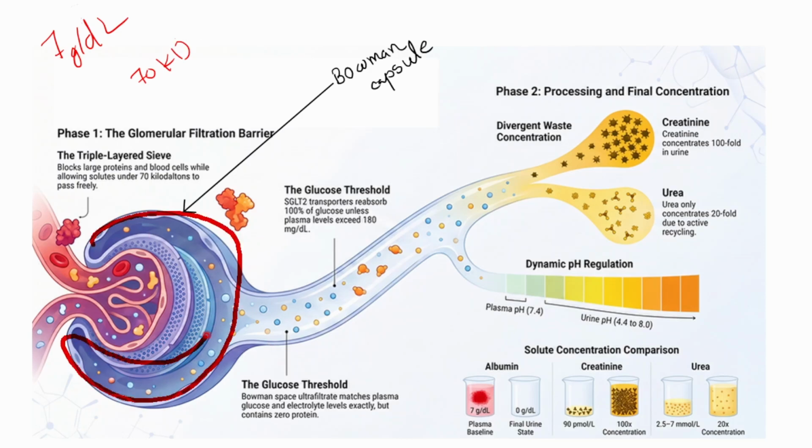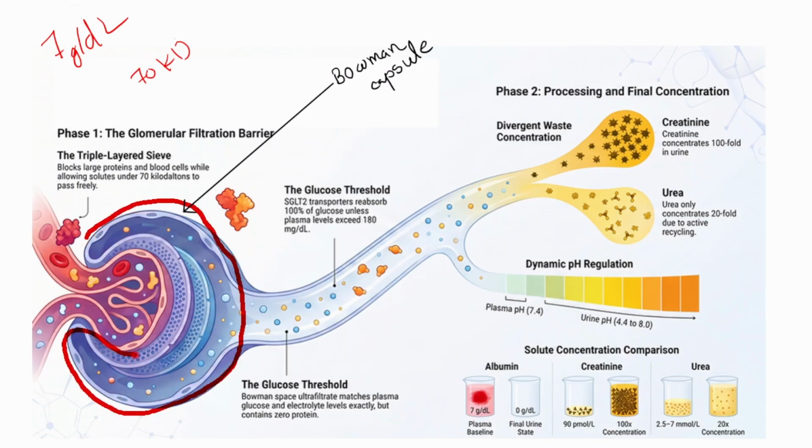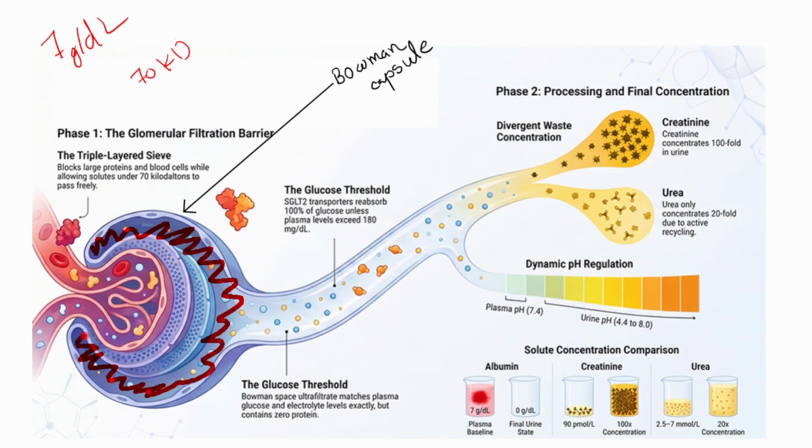This is the Bowman space, or sometimes called Bowman capsule. To be more precise, this whole structure is the Bowman capsule, and the space between two layers is called the Bowman space. And this Bowman space acts as a protein-free mirror of the plasma. Within this ultrafiltrate, protein is entirely absent, but glucose matches plasma concentrations exactly at approximately 5 millimoles per liter.